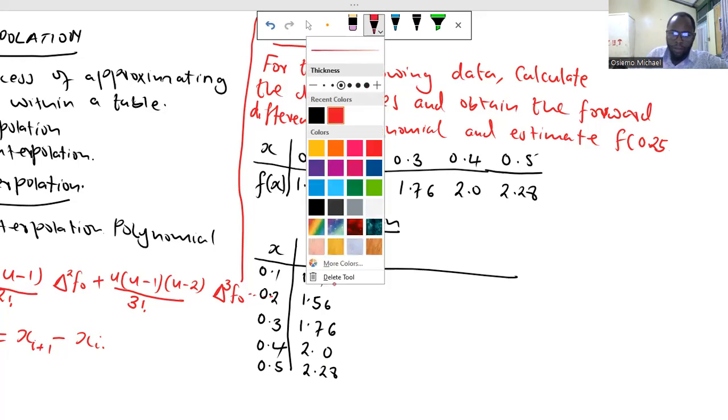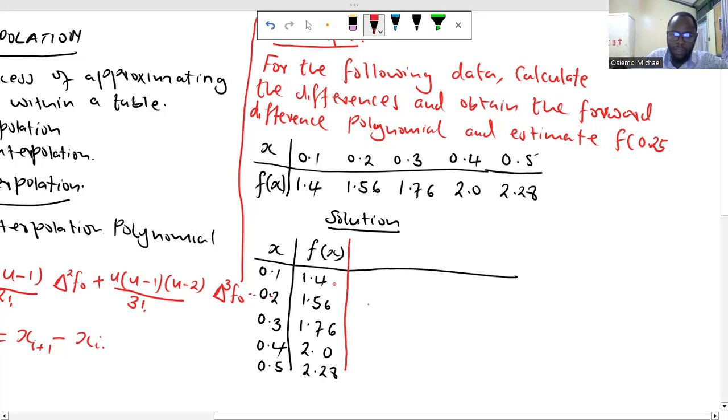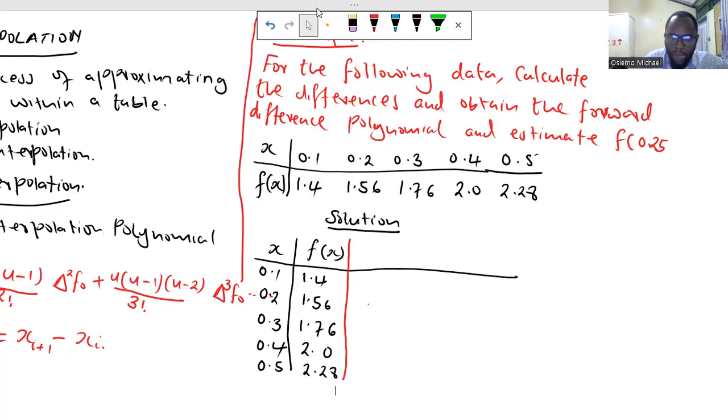To develop the forward difference table, you simply take 1.56 minus 1.4 to get the first difference here. Then 1.76 minus 1.56 gives the next difference. Picking the calculator, 1.56 minus 1.4 gives 0.16. Then 1.76 minus 1.56 gives 0.20.